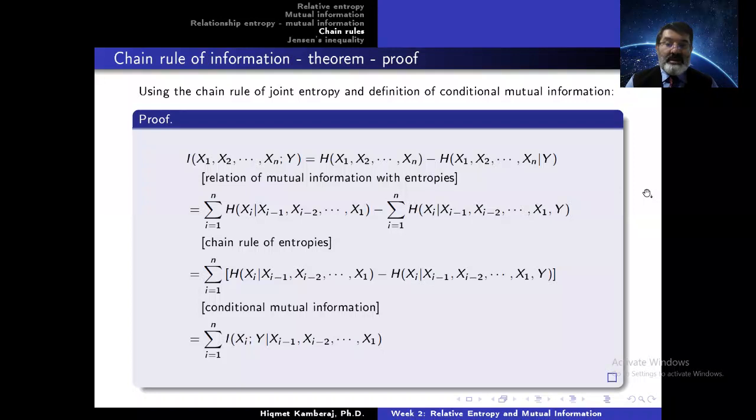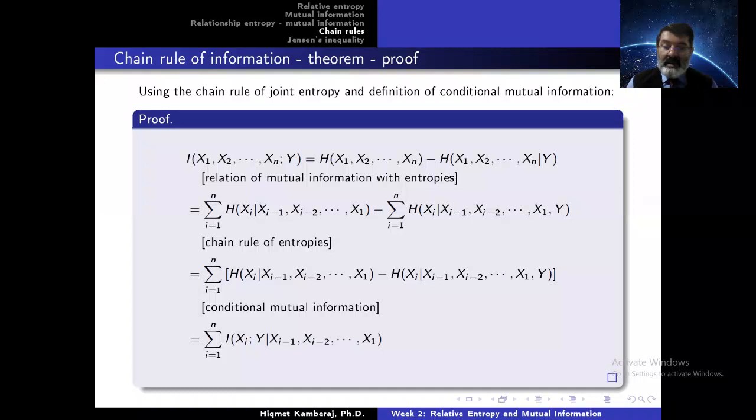Then this is using the relation of the mutual information with entropies. Next, we use on each term on the right hand side of the first equation the chain rule of entropies. For the first term, the joint entropy between the random variables x1 to xn, we can write it as a sum of i from 1 to n of conditional entropies h of xi given xi minus 1, xi minus 2, x1. On the second term, we write the sum of i from 1 to n of the conditional entropy of xi given xi minus 1, xi minus 2, x1, and y.